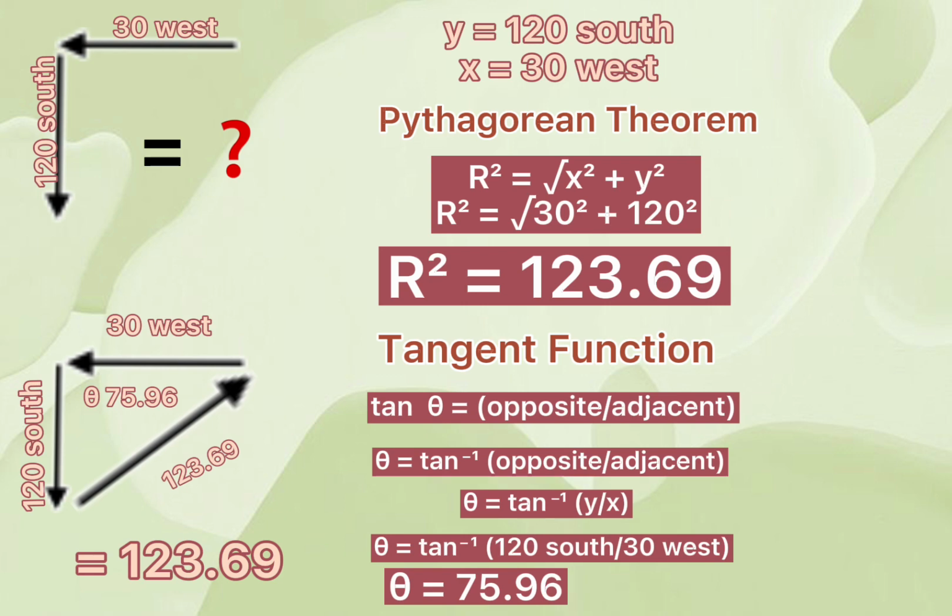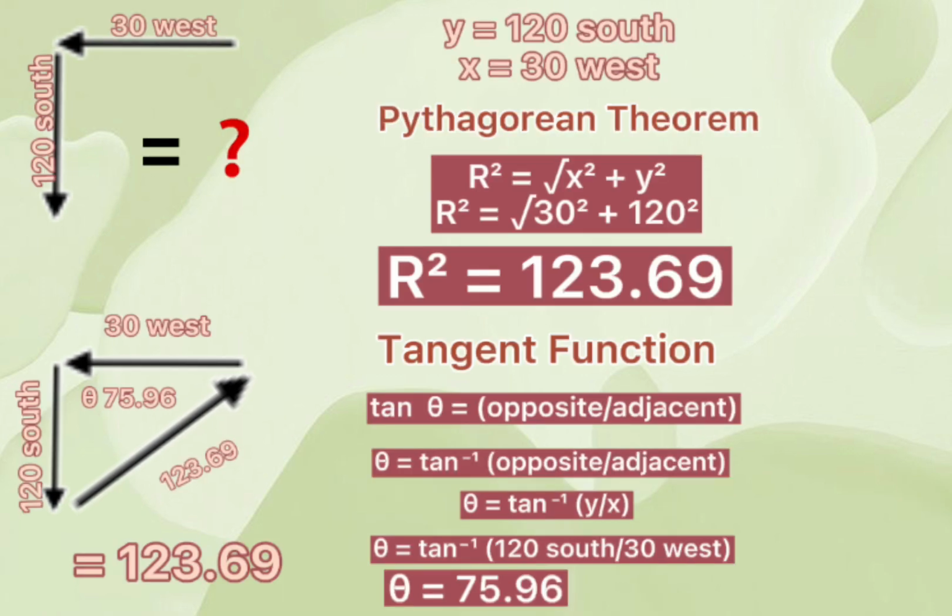The given are 120 south, which is on the y-axis, and 30 west, which is on the x-axis. First is to find the hypotenuse. R is equal to the square root of 30 squared plus 120 squared. And the answer will be 123.69. And then, solve for the magnitude.